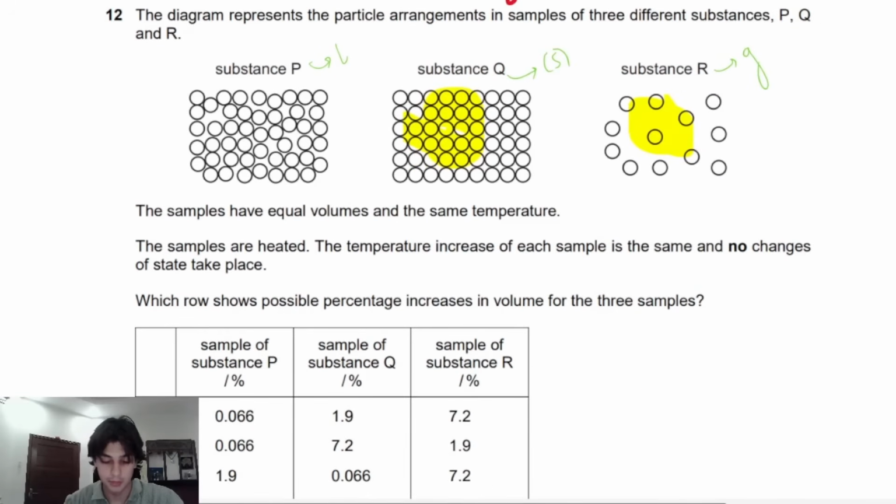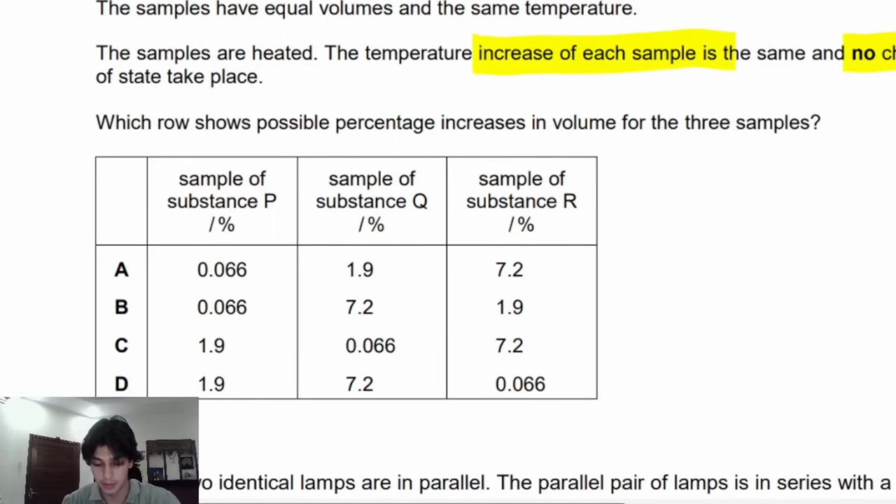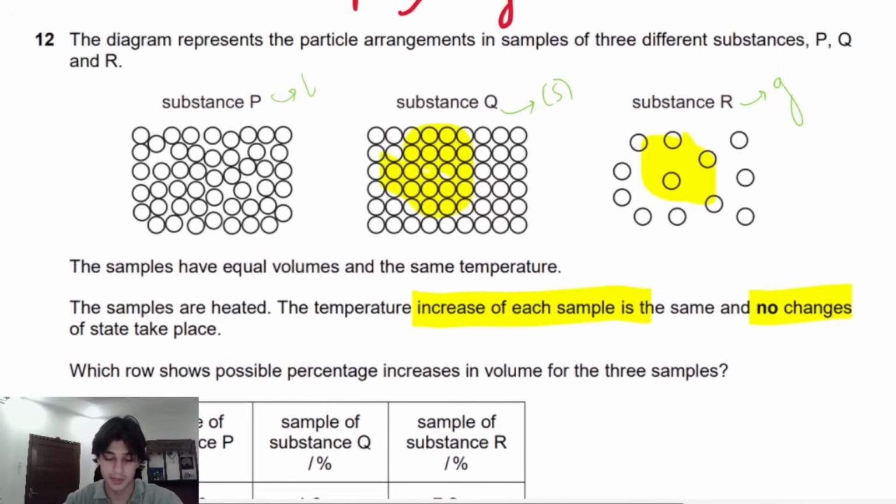So the samples have equal volumes and the same temperature, and they are heated, and there is no change of state taking place. So over here, what is interesting is they increase the temperature of the sample, but there is no change in the state. So which row shows possible percentage increases in volume for the 3 samples?